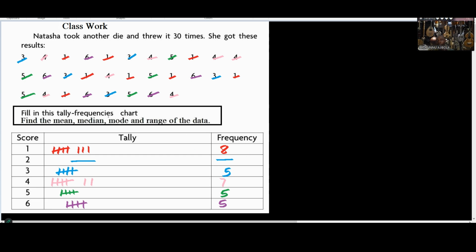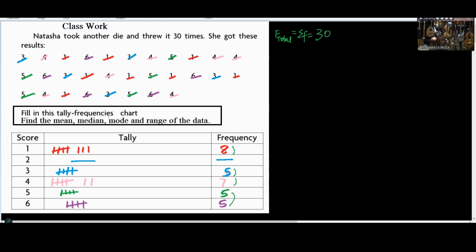So we can get the total frequency, or summation F. This is going to be 5 plus 5 is 10, plus 5 that's 15. 15 plus 8 is 23, and plus 7 that is 30. So a total of 30.